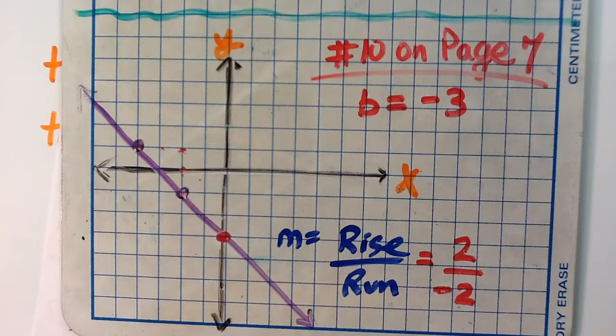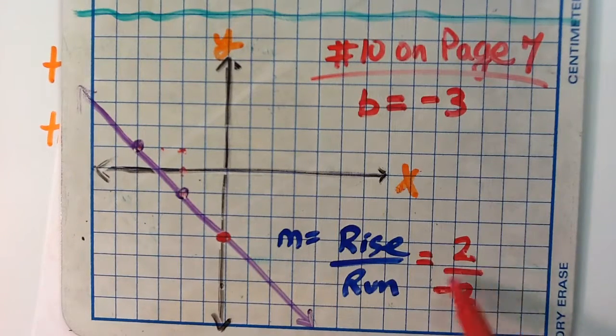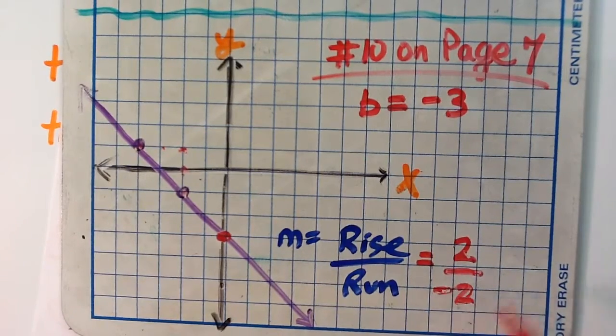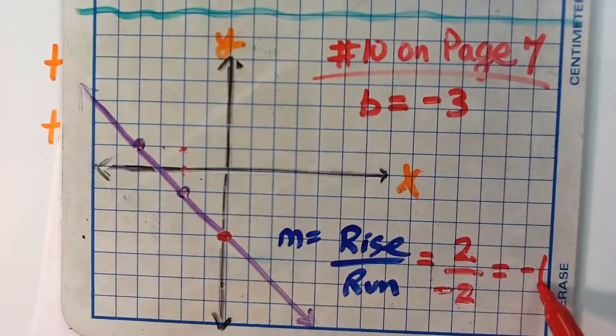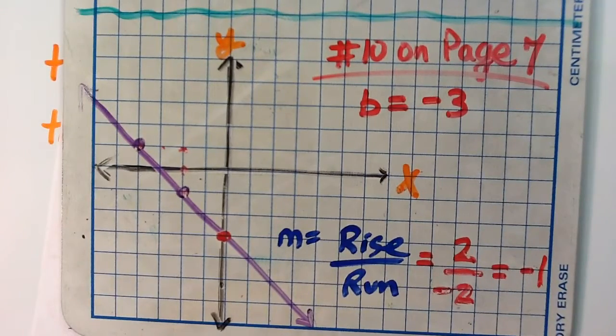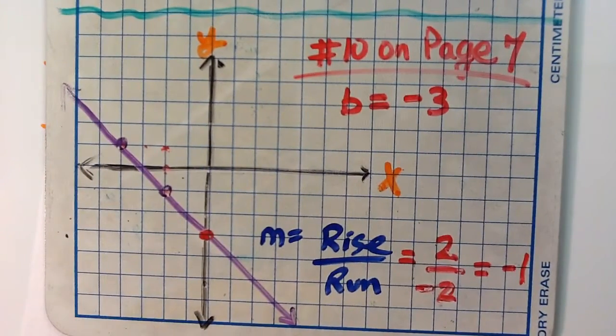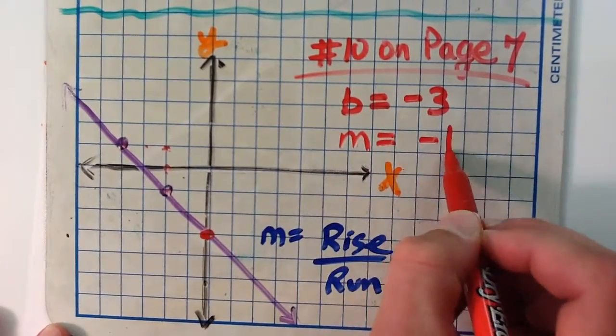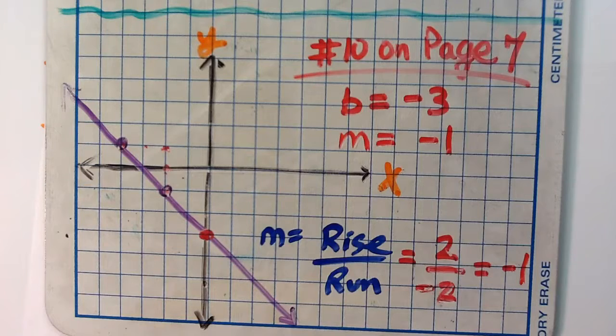Can I simplify that? Well, 2 over -2, or 2 divided by -2, that's simply -1, right? So my slope, my m, is -1. So if b is -3 and m is -1, I now have the two values that I need to be able to write an equation in slope-intercept form.